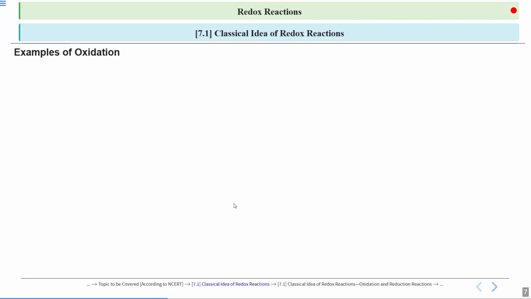Then let's consider some more examples of oxidation which are related with electronegative or electropositive elements. So the addition of electronegative element, that means in a chemical reaction, when there is an addition of electronegative element that takes place in a chemical reaction, then that particular chemical reaction is considered as an oxidation reaction.